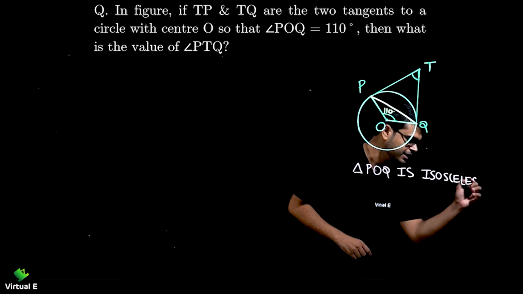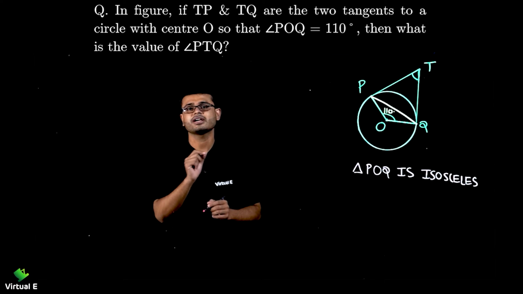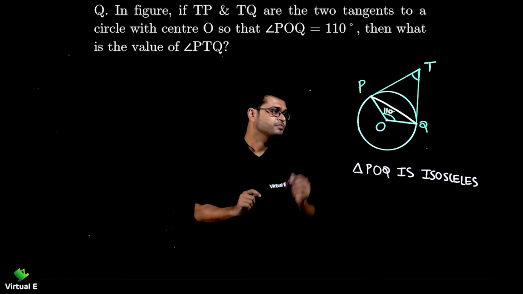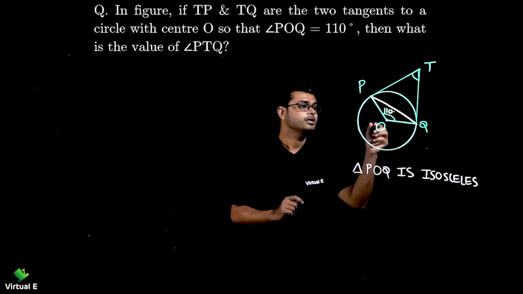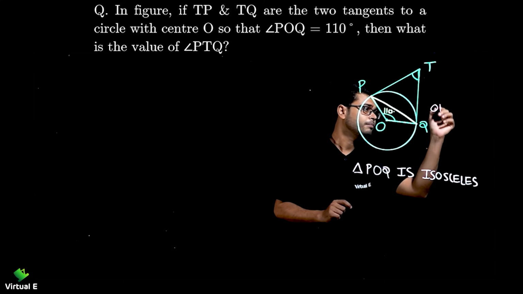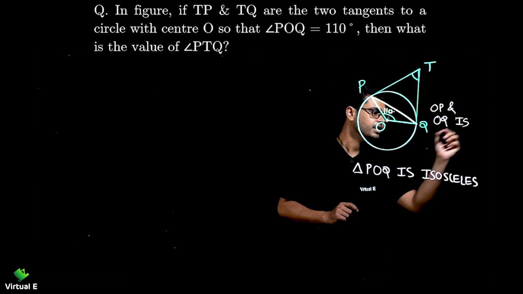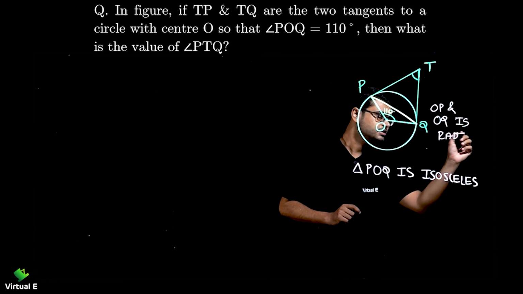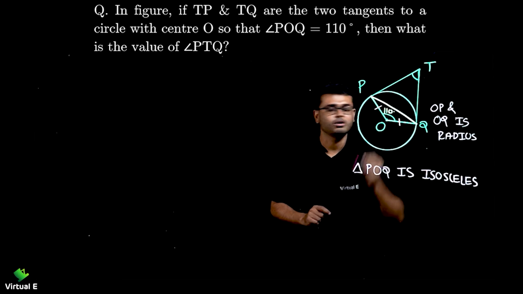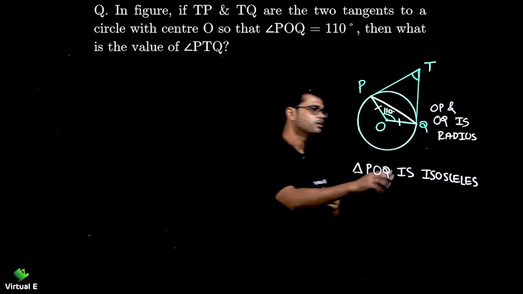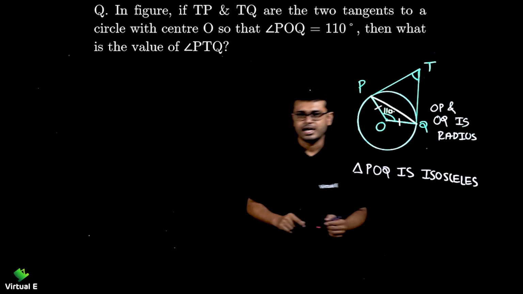Can you think why I am writing this? Is there any reason behind that? An isosceles triangle means two sides are equal. So let's talk about triangle POQ. Here OP and OQ are radii. It is the radius, which means these two sides of the triangle will be equal. Because of that, I am writing triangle OPQ is isosceles.